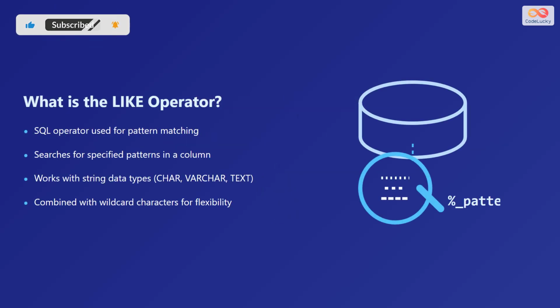So what exactly is the LIKE operator? Well, it is a SQL operator that is used for pattern matching within a column. It allows you to search for specific patterns in string data. It works primarily with string data types such as char, varchar, and text. For added flexibility, the LIKE operator can be combined with wildcard characters to broaden or refine your search.